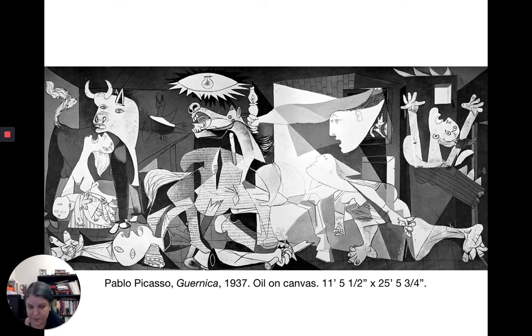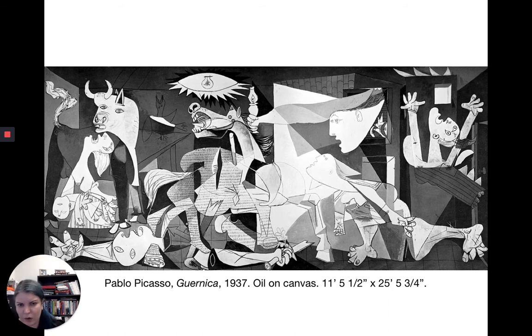So in this work, we look at some of the imagery here. On the left-hand side, we have this shrieking woman who's holding her dead child. Above her, we have this bull, which Picasso says at this time represents brutality and darkness.